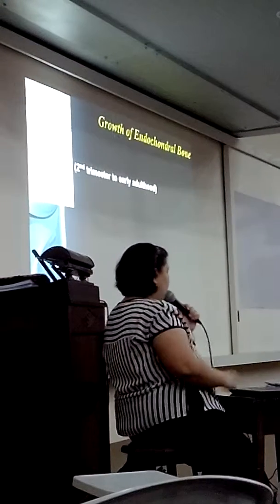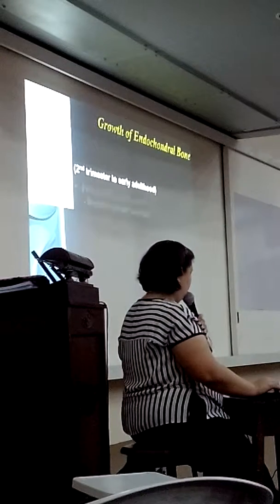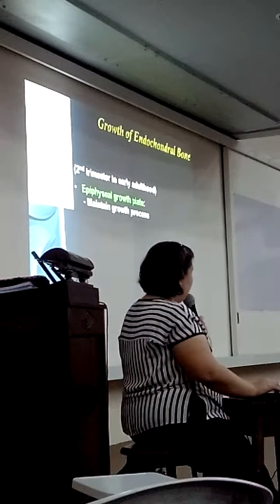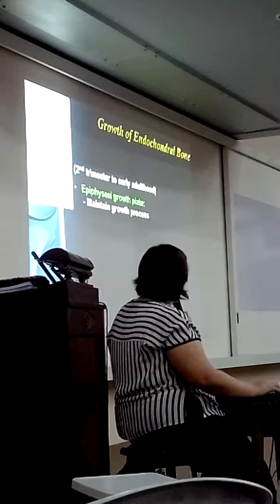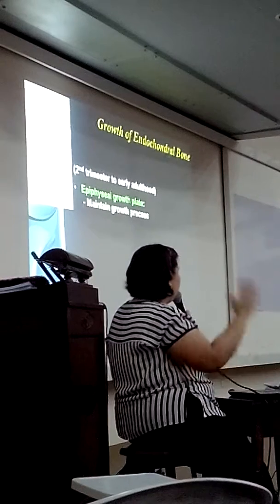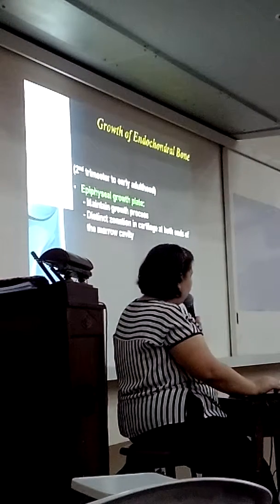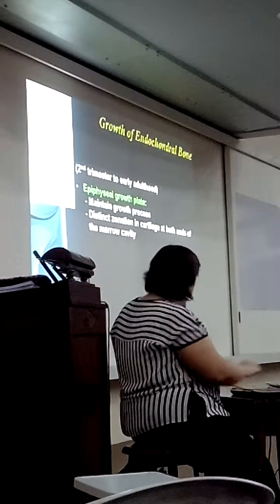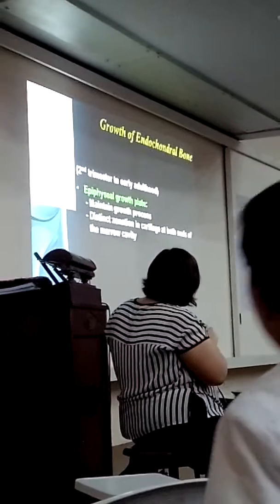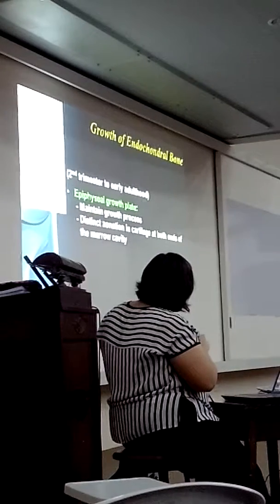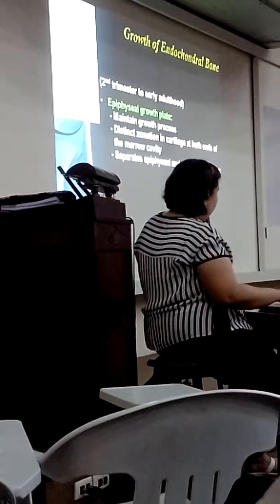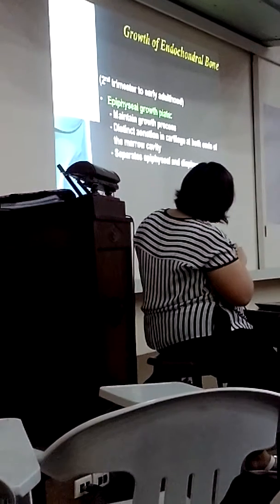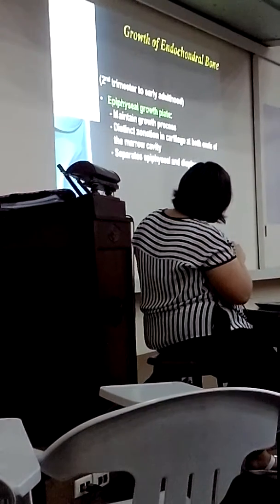So what happens next? By early adulthood, the epiphyseal growth plate would be responsible for maintaining the growth process. So the child is already growing. Okay? So distinct zonation in the cartilage at both ends of the marrow cavity. You can see in the picture. It's very distinct. There's a zonation between both ends of the marrow. So there are delineations, which separate the epiphysis and the diaphysis. So epiphysis, diaphysis is in between those two.